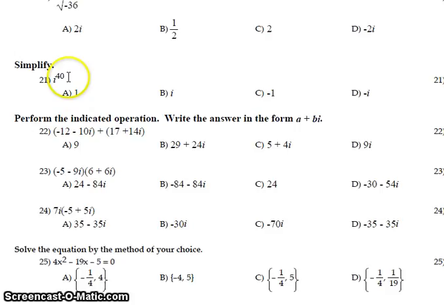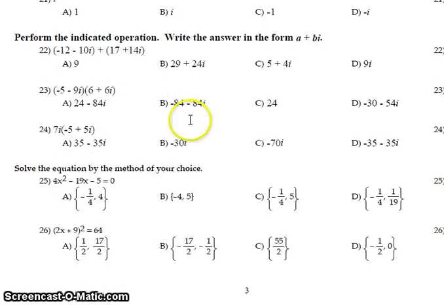Now, remember, i to the 40th, I gave you that little graphic organizer to review that. That should be pretty easy to do. All right, now these are manipulating complex numbers, very straightforward. Remember, i times i is i squared, which is -1.